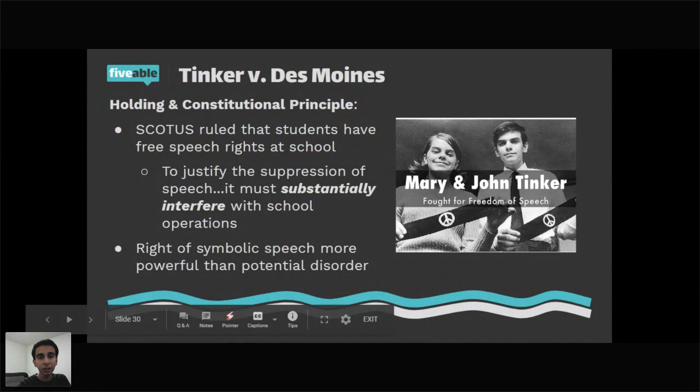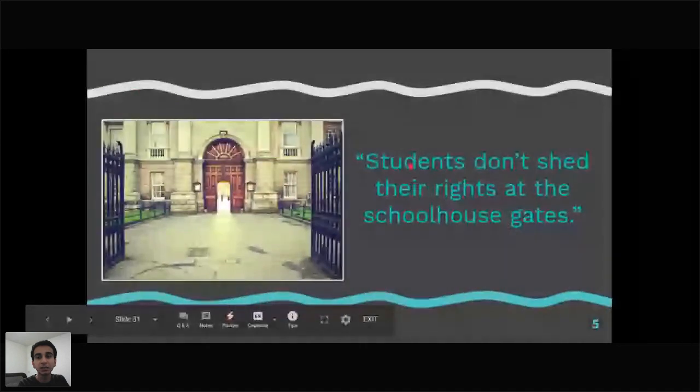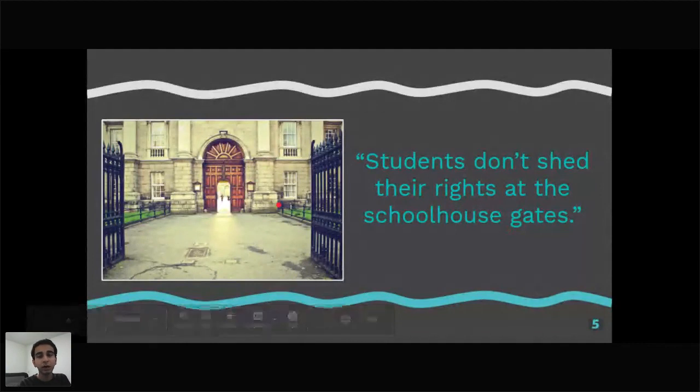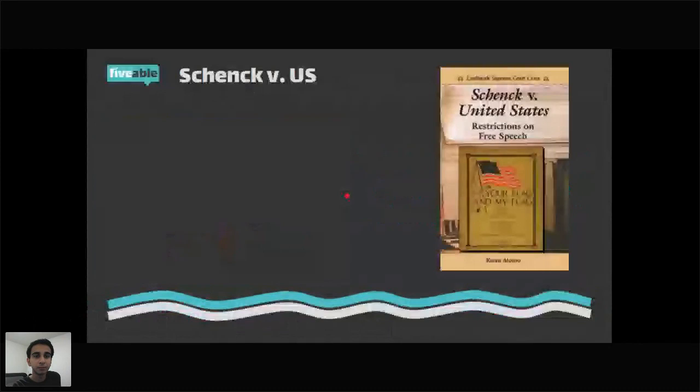And like I said earlier, the right of individual freedom of that symbolic speech is more important than the potential disorder it could cause. One phrase that you might hear associated with this case is students don't shed their rights at the schoolhouse gates. If you ever hear that phrase, that comes from the ruling in this case. So those students that protested the war shouldn't have to shed their rights at the schoolhouse gates for the freedom of speech. So does anyone have any questions in terms of Tinker versus Des Moines?